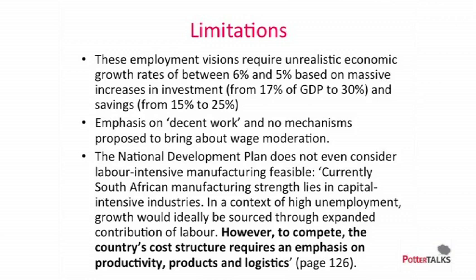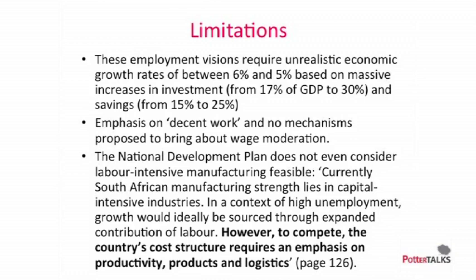There's also an emphasis on decent work with no mechanisms about wage moderation. And this is what worried me the most about the National Development Plan, which had many good things, particularly the focus on education and on building state capacity, by the way, that was another good one. But notice what it says there. It's a quote from page 126. Currently, South African manufacturing strength lies in capital-intensive industries. In a context of high unemployment, growth would ideally be sourced through expanded contribution of labor. So they're recognizing, ideally we should be going for those labor-intensive things.